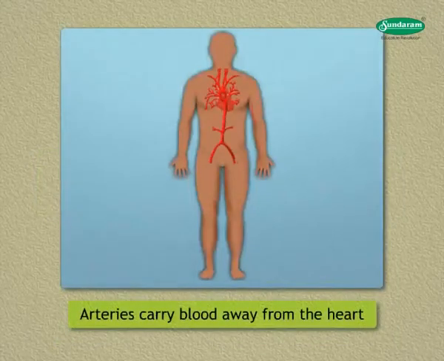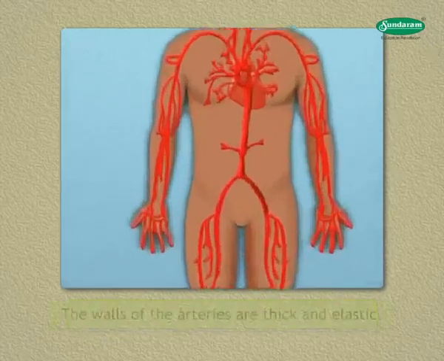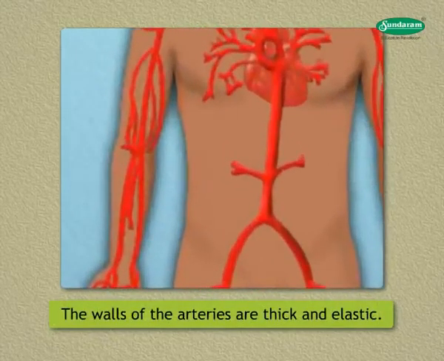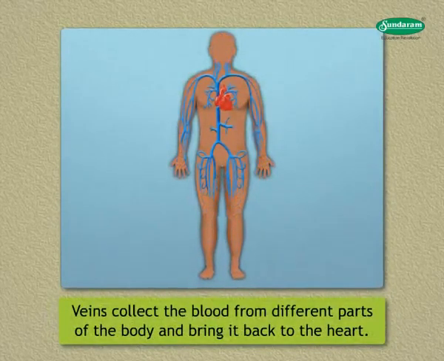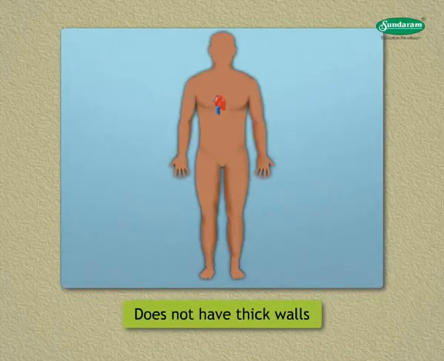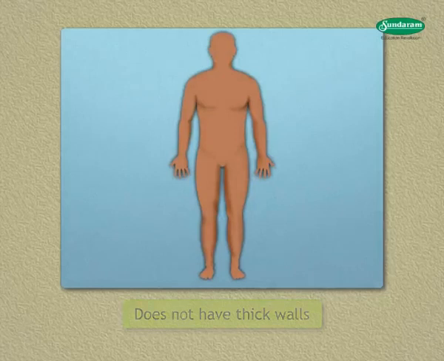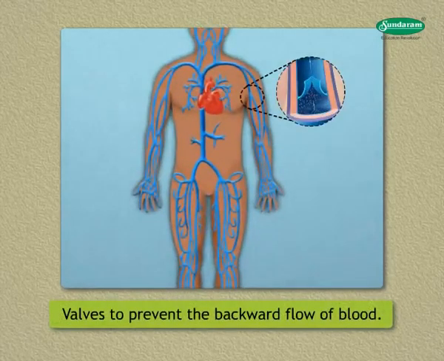Arteries carry blood away from the heart and have to tolerate the force exerted by the blood which is under high pressure exerted by the heart. The walls of the arteries are thick and elastic. Veins collect the blood from different parts of the body and bring it back to the heart. They do not need thick walls as blood is no longer under high pressure. Instead, they have valves to prevent the backward flow of blood.